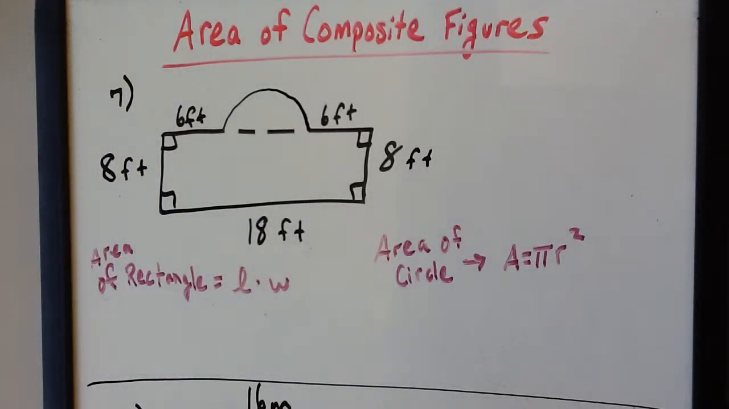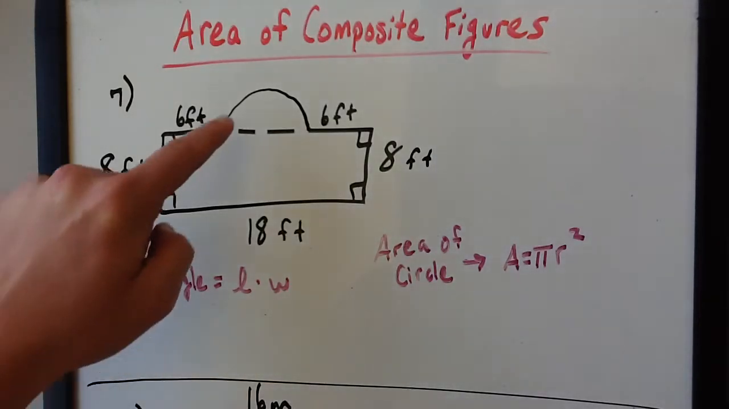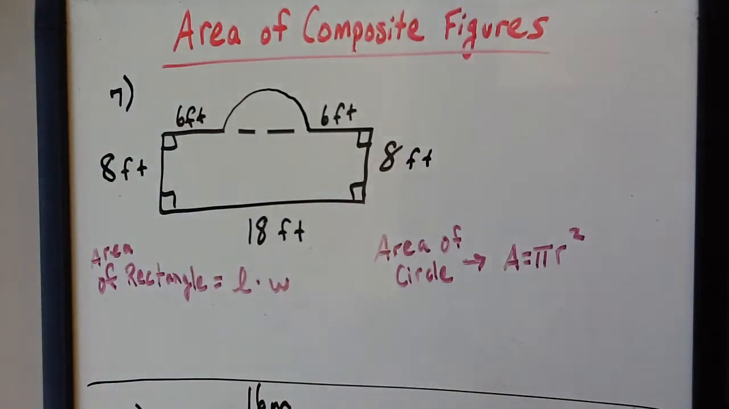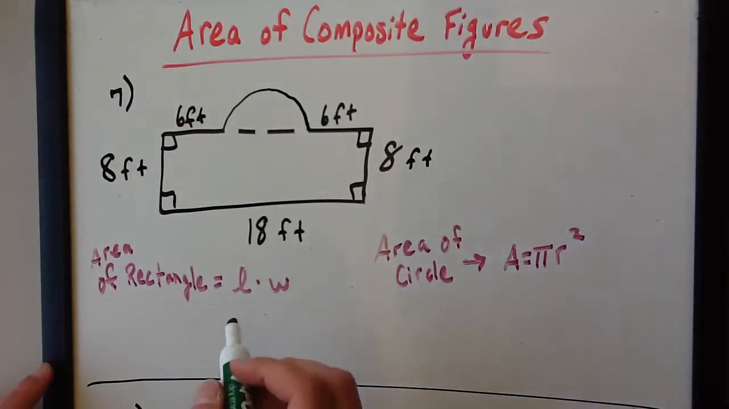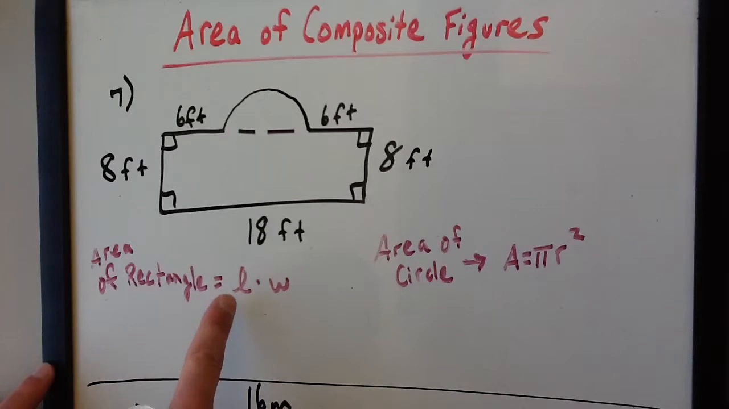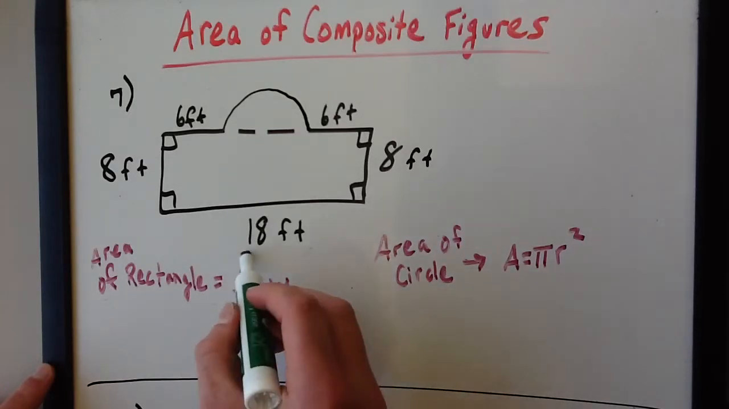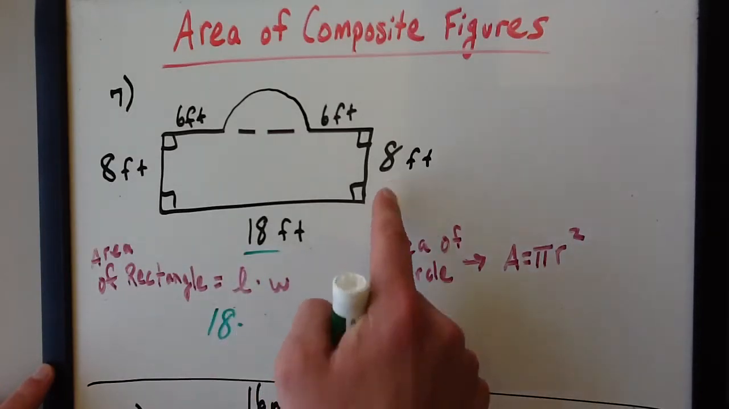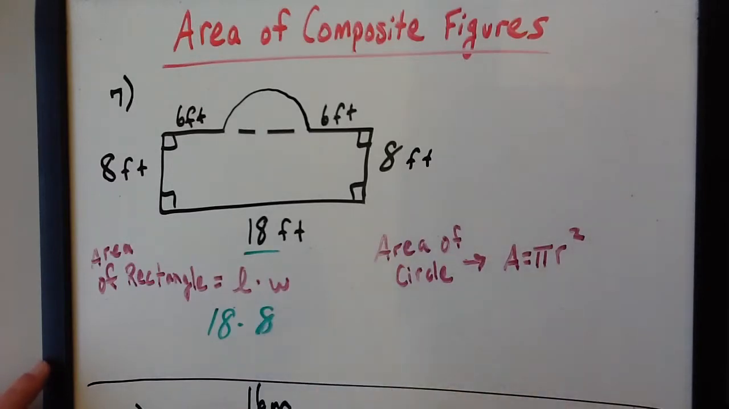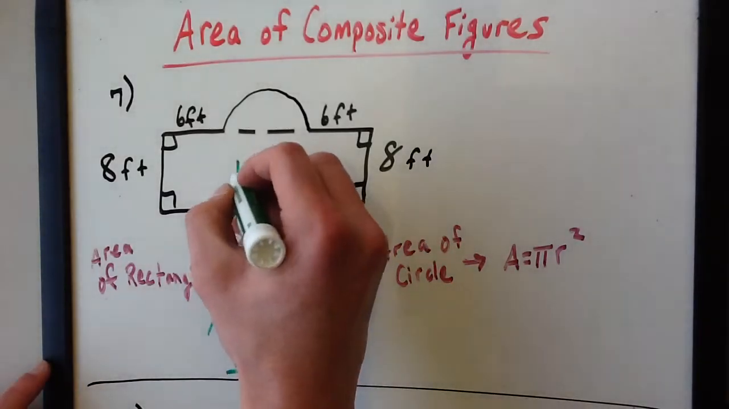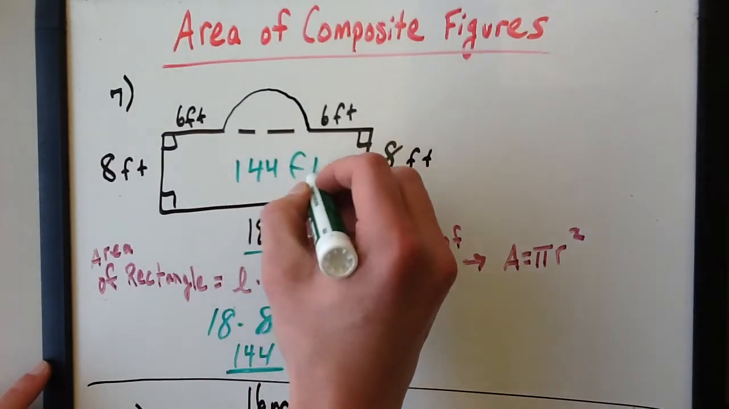They both come from 9.3 worksheet D. The first one is number 7. Looking at this shape, I can see that I have a rectangle and half of a circle. So let's first find the area of the rectangle. I find the area of a rectangle by multiplying the length times the width. So my length is 18 and my width is 8. 18 times 8 is 144. Okay, so this rectangle is 144 square feet.